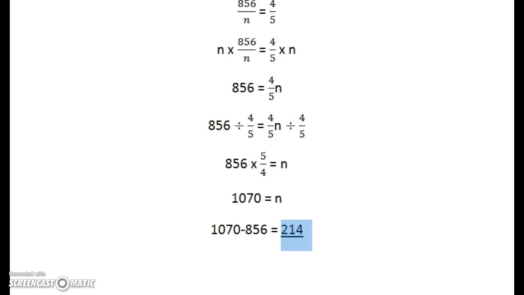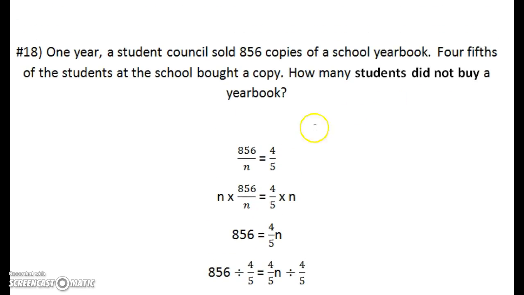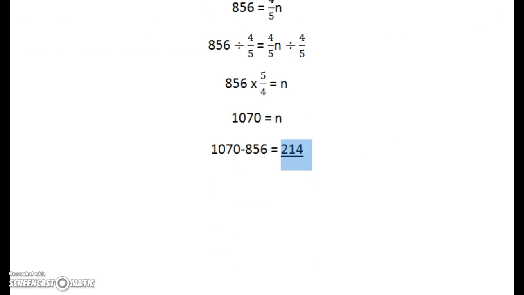However, that is not my final answer. 1070 represents the number of students in the school. But what we're looking for is how many students did not buy a yearbook. Well, we know that there are 1070 students in the school and that 856 students bought a yearbook. So to find out how many students did not buy a yearbook, we're going to subtract. We will take 1070 minus 856. And the final answer is that 214 students did not buy a yearbook.